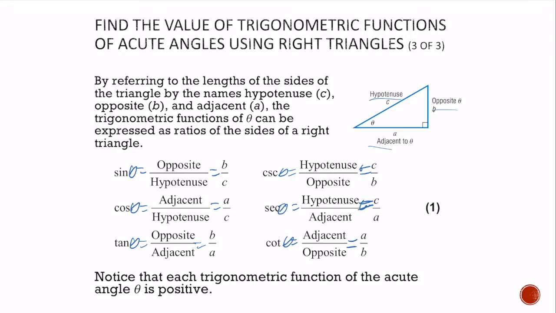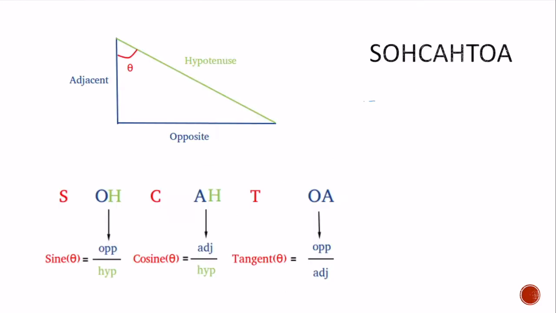Keep in mind that now that we're in our triangle, each of these trigonometric function values will be positive, because when we measure distance, like the length of a side of a triangle, it's always going to be positive. So this is where we get SOHCAHTOA from: sine is opposite over hypotenuse, cosine is adjacent over hypotenuse, and tangent is opposite over adjacent.